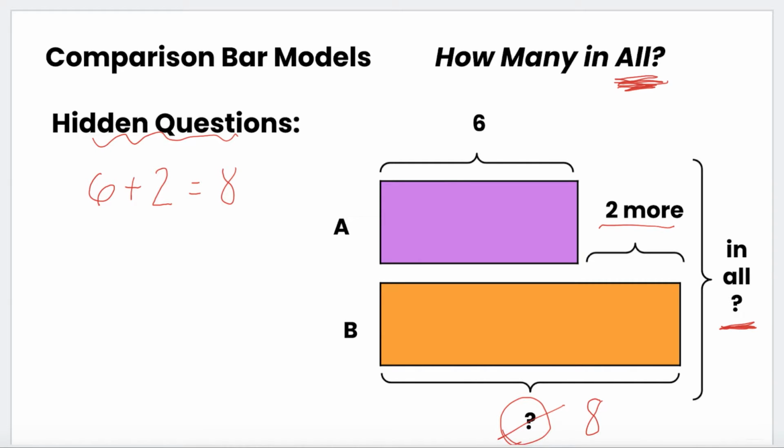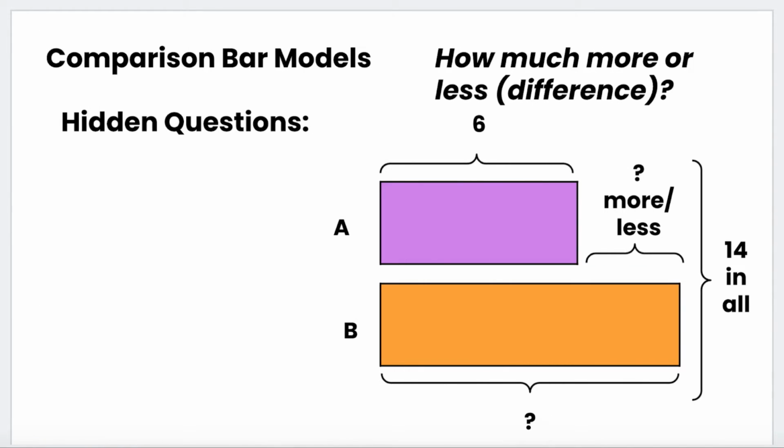Now that I have all the pieces of information necessary, I can answer the final question of how many in all. I have 8 orange plus 6 purple, and that equals 14 in all. Now, there is another way that we can use the comparison bar model to answer questions.